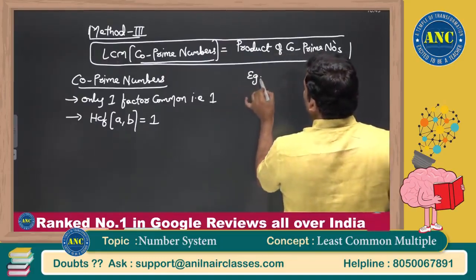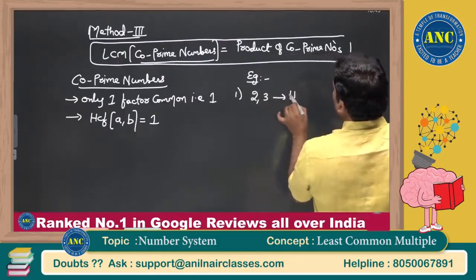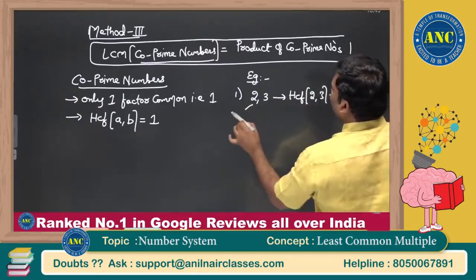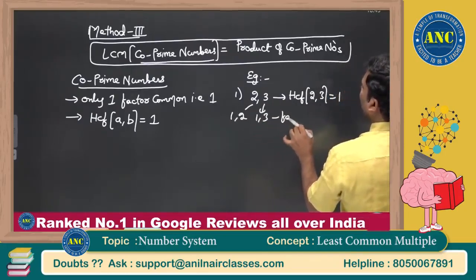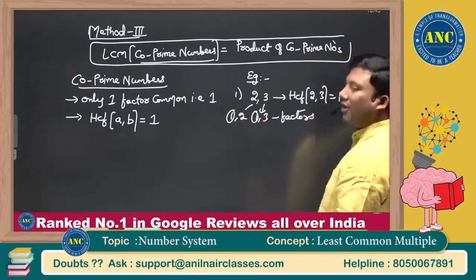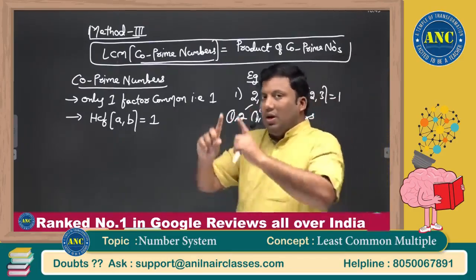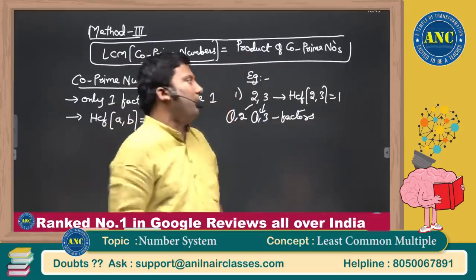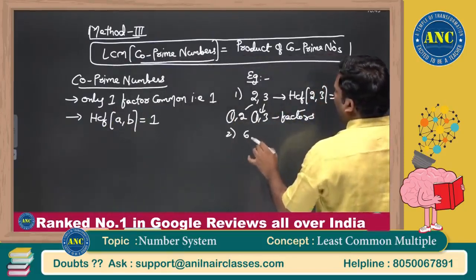Now see examples. I took two prime numbers, HCF of 2, 3, it is 1. Or if you want to do it by factorization, 1, 2 are factors and 1, 3 are factors. What are the factors common to 2 and 3? 1. HCF of 2, 3, it is 1. 2 and 3, both are prime numbers. A 2 prime number set is also called a co-prime set.